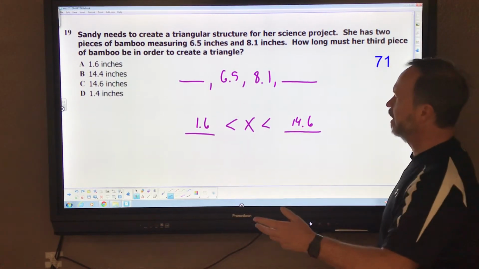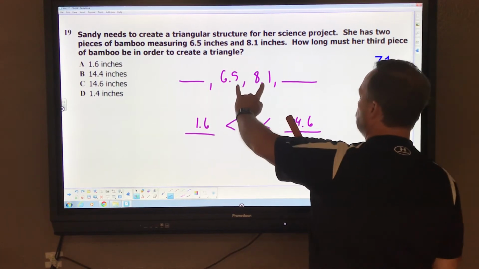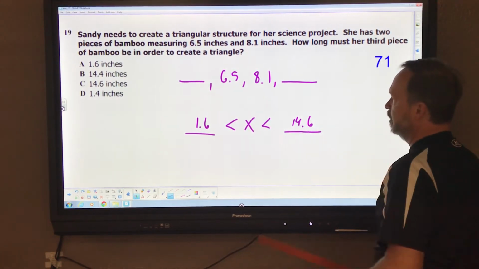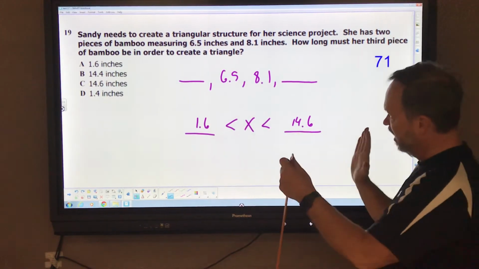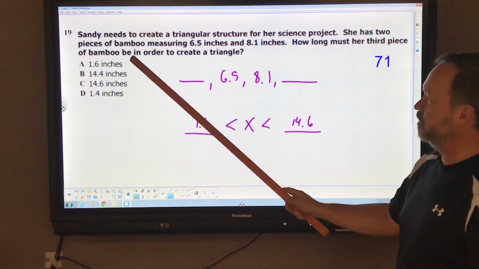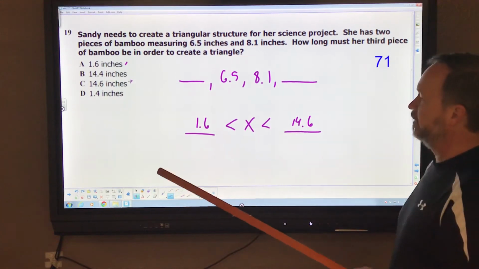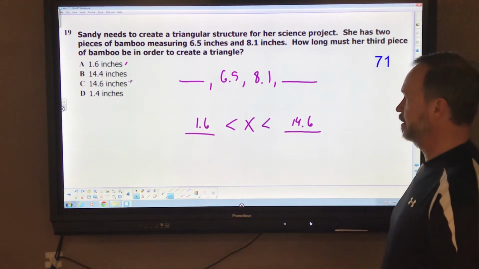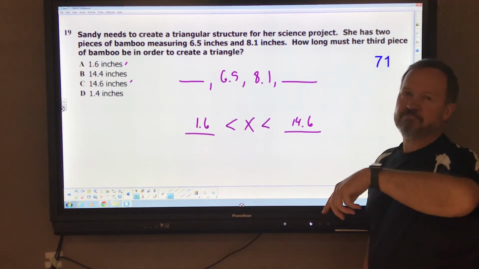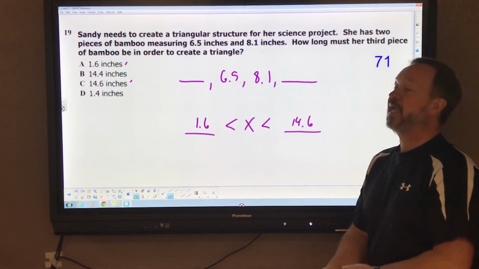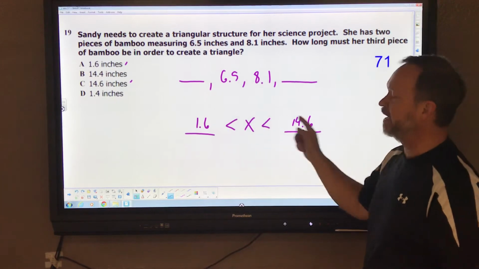Now we talk about that a lot in class because the 2 short ones had to be longer than the long one. And so that's why it can't be equal to 1.6, it can't be equal to 14.6, but it can be anything in between. So when you look at these over here, they put that answer, and they put that answer, and the correct answer is B, because it's in between those 2 numbers. So how do you find those 2 numbers? You subtract and you add. That's your range. It can't be the actual number of subtraction and the actual number of addition, but it can be anything in between the 2.